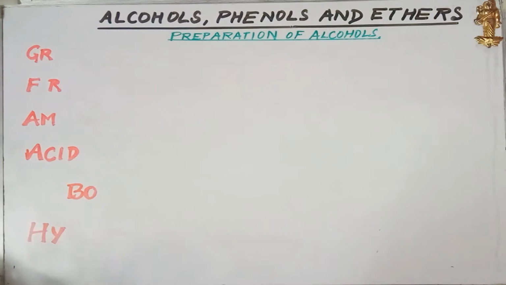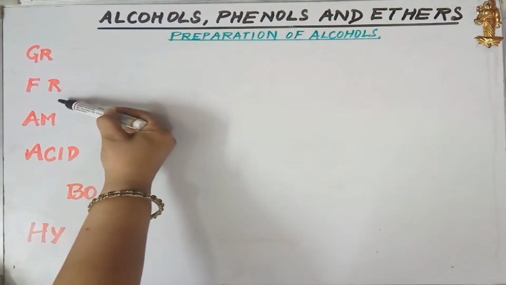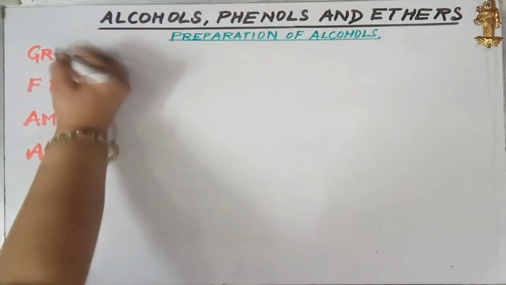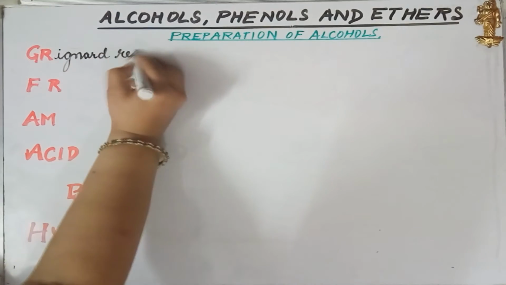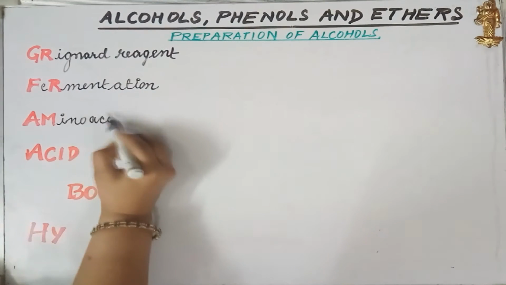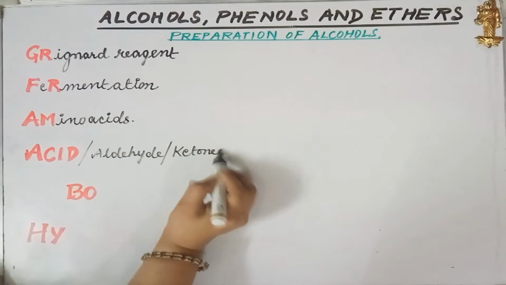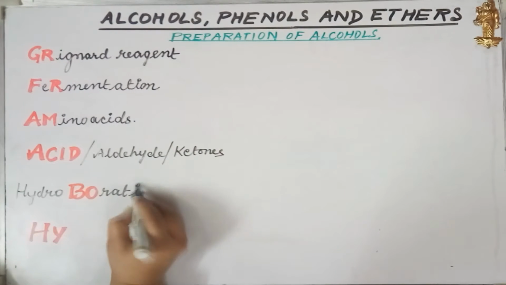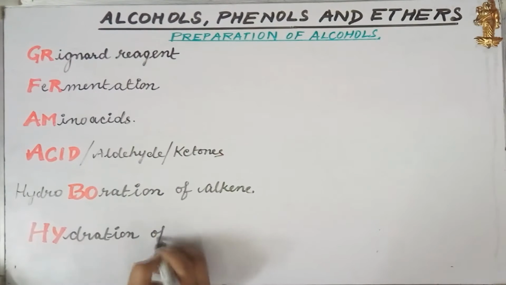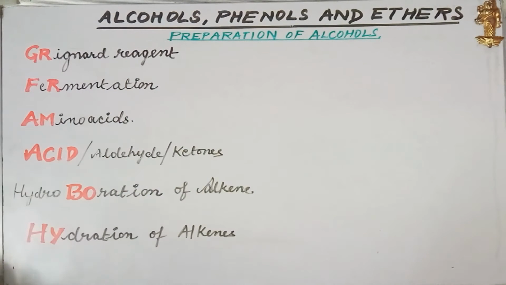So let us try to recall the preparation of alcohols in a single, funny sentence. Grill and fry amino acids in the bowl at a high degree. So let us use this sentence: Grignard reagent, fermentation, amino acids, aldehyde and ketones, hydroboration of alkene and hydration of alkene. So these are the certain reactions which you have to follow for the preparation of alcohols.